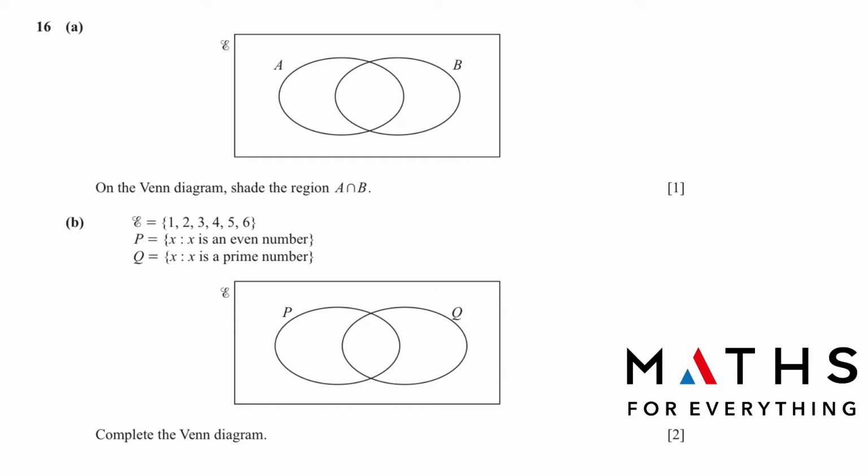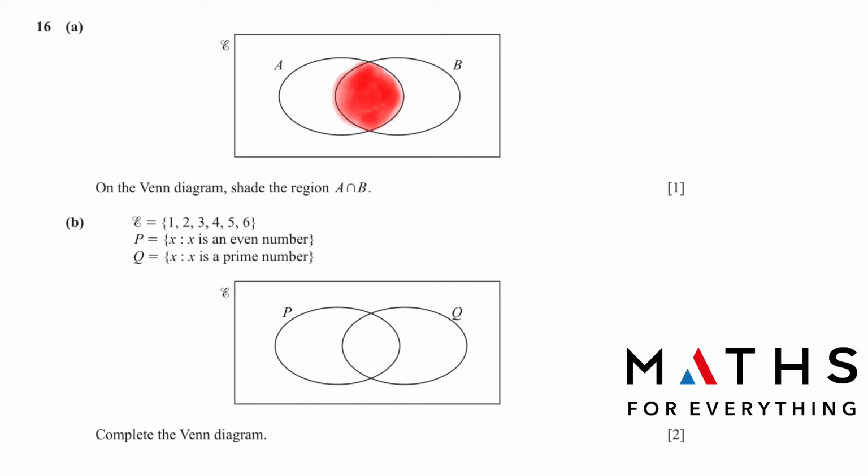Question number 16. This is a Venn diagram question. On the Venn diagram, shade the region A intersection B. A intersection B is the part which is common to A and B. It is this middle part. So we will shade this middle part. This is the intersection.